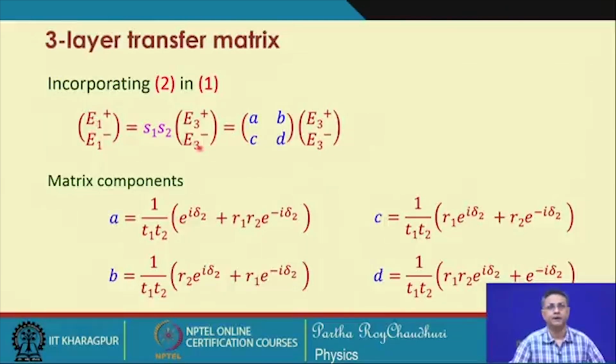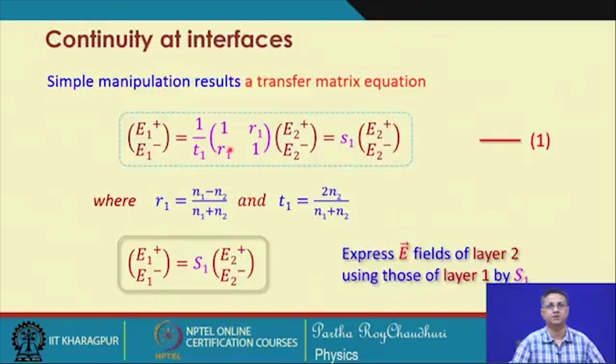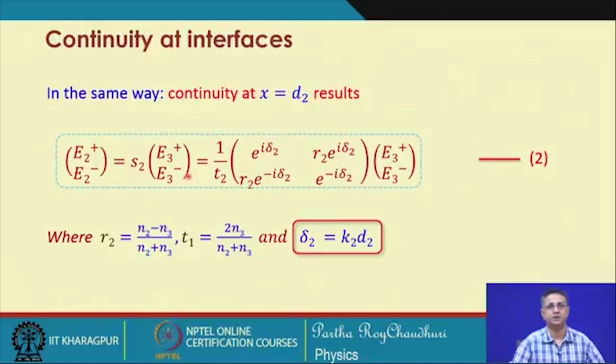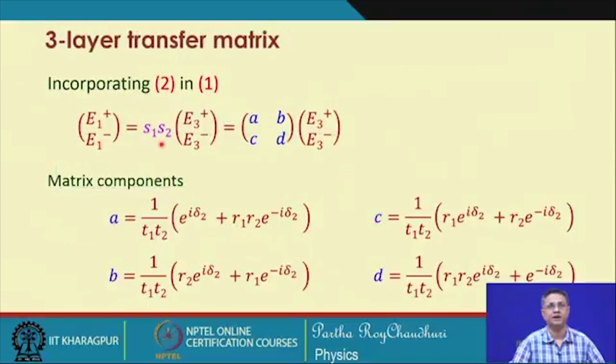Therefore, if I connect both the layers using these two equations, that is, if I write in place of E1 plus, E1 minus the column vector E2 plus, E2 minus as this, then we can write this equation in this form: E1 plus, E1 minus can be related to E3 plus and E3 minus through a multiplication of these two matrices S1 and S2.